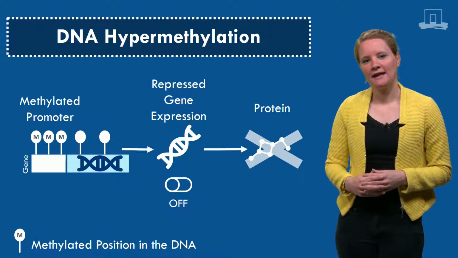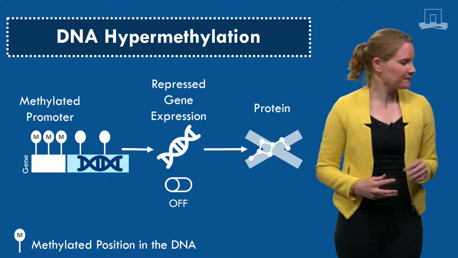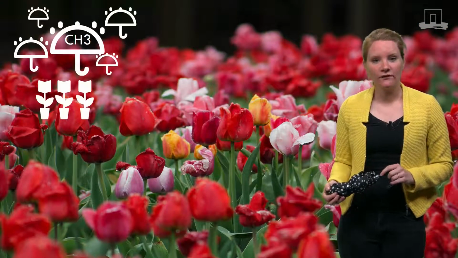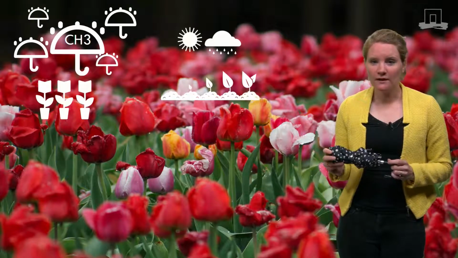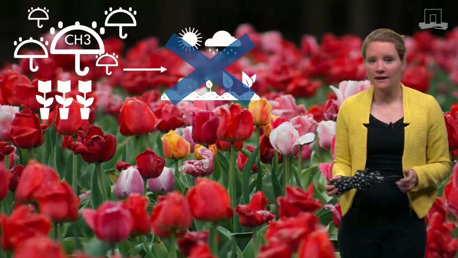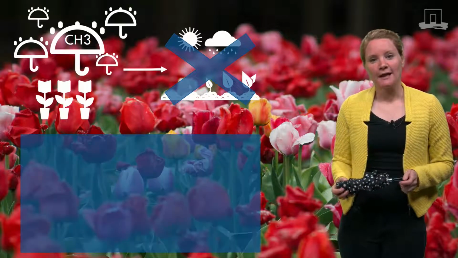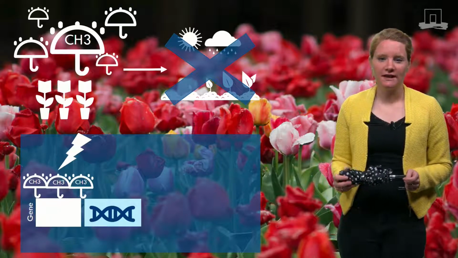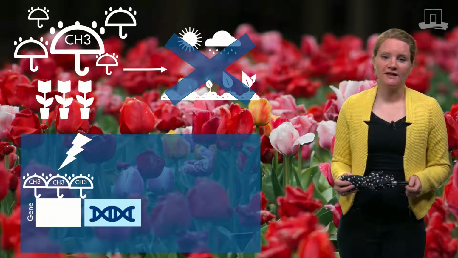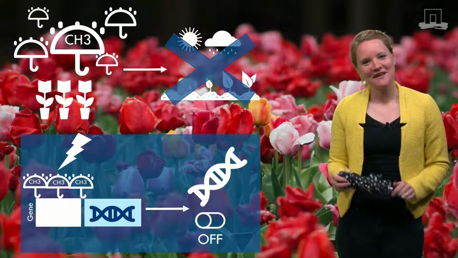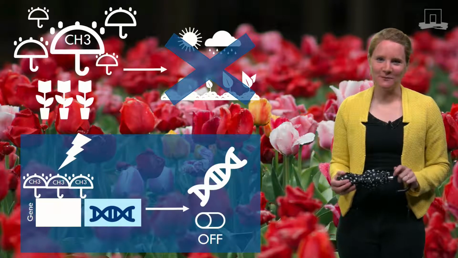Let me explain how we think this works. Imagine that the methyl groups are represented by umbrellas, while the genes are the flowers in your garden. With many umbrellas, no sun and water will reach the flowers and they will not grow. Likewise, if there are many methyl groups in the promoter region of a gene, the factors needed for gene expression cannot bind and the gene is switched off. As a result, no protein is formed.